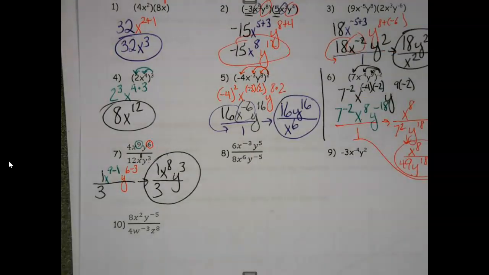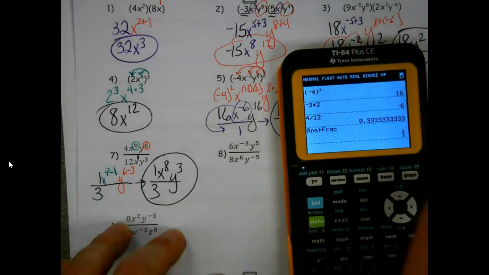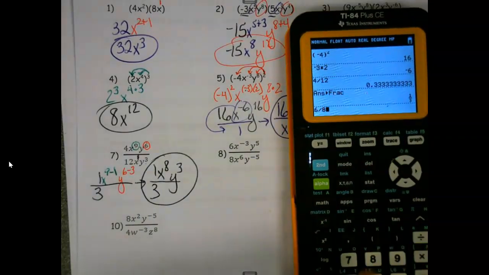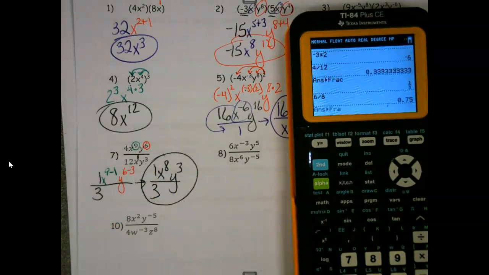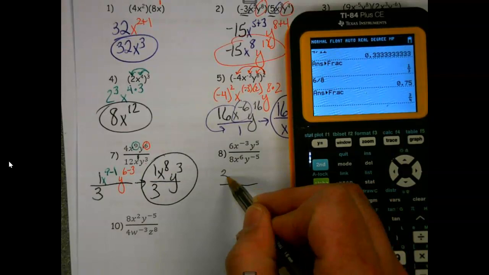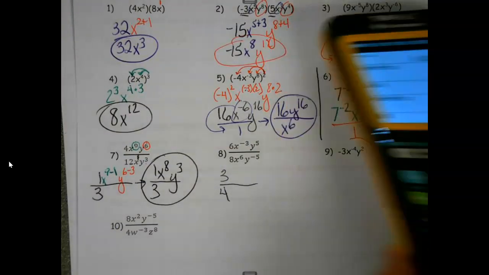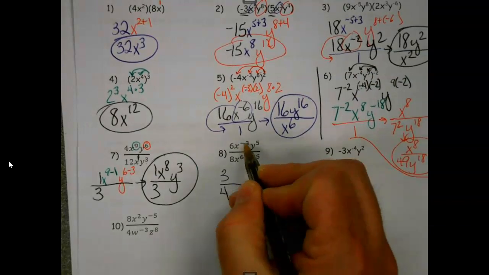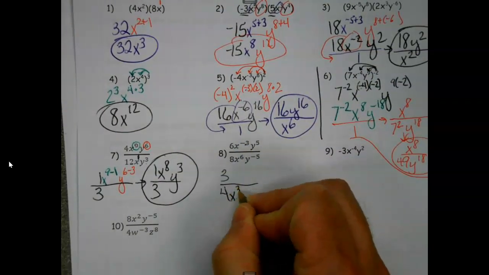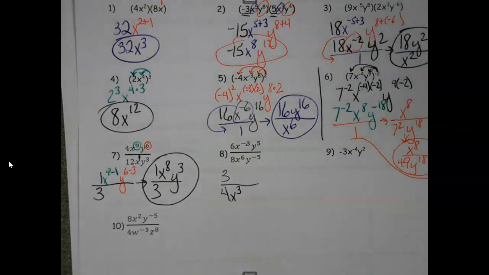I will make a suggestion, though. Even though you can go any route you want with these, subtracting with negatives can get tricky. So here's what I'm going to suggest. When we get to number 8, 6 divided by 8, and don't do decimals, math, enter, enter. It is. Okay. I would suggest at this point doing your flipping. This is where I don't like to deal with negative exponents. So you, negative 3, down to the bottom you go to become positive.